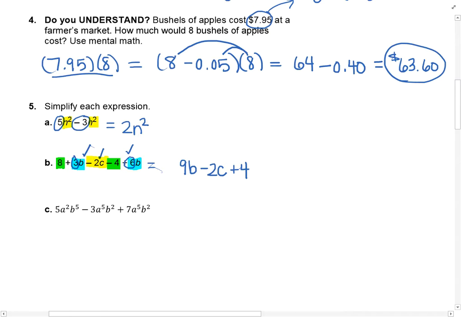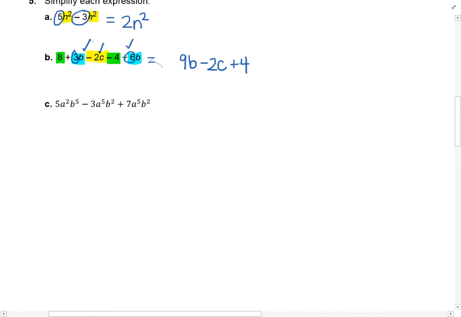Okay, and part C is just the same idea, just more complicated. So be very careful to pay attention to the like terms, so the combination of variables. So we have a squared b to the 5th. I want you to think of that as one whole thing. Do I have another a squared b to the 5th? Well, here this is a to the 5th b squared, not the same thing. So I'm going to highlight that in a different color. Next we have a to the 5th b squared. Okay, so that's green, just like this one, because they're the same combination.